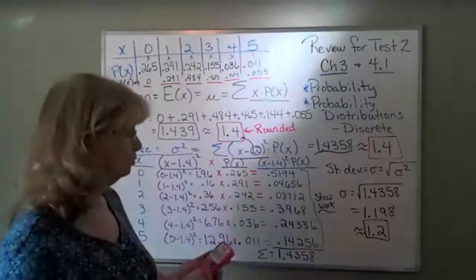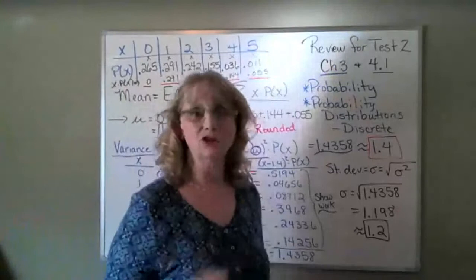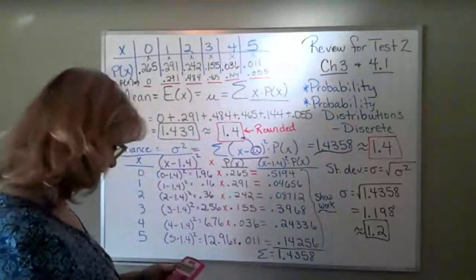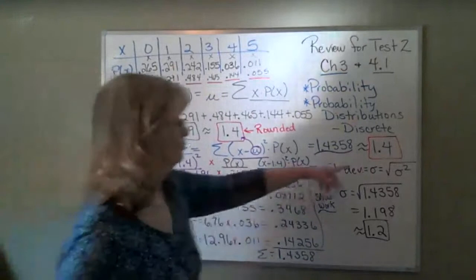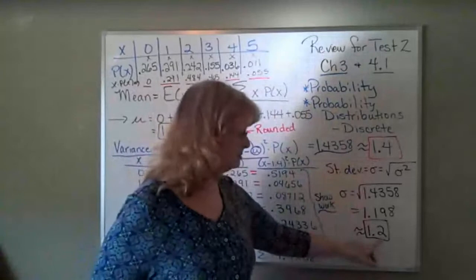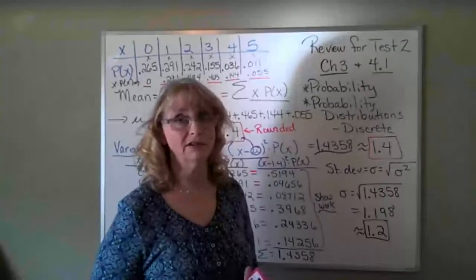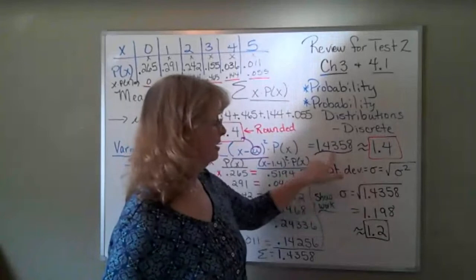On the ones that say show work on the test, make sure you do that because that's the only way to get credit. And I was just curious if I had taken the square root of 1.4. Yeah, if we had just taken the square root of 1.4, we would still have gotten that. But sometimes it does make a little bit of a difference. Sometimes it gives you the wrong number in the tenths place if you use the rounded number instead of the unrounded number. So try to always take the square root of the unrounded variance.